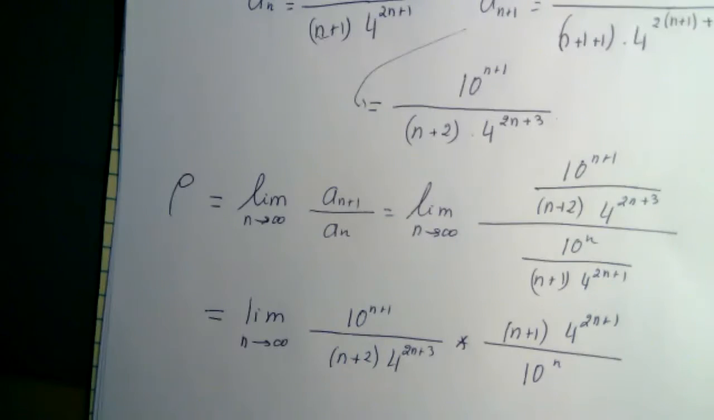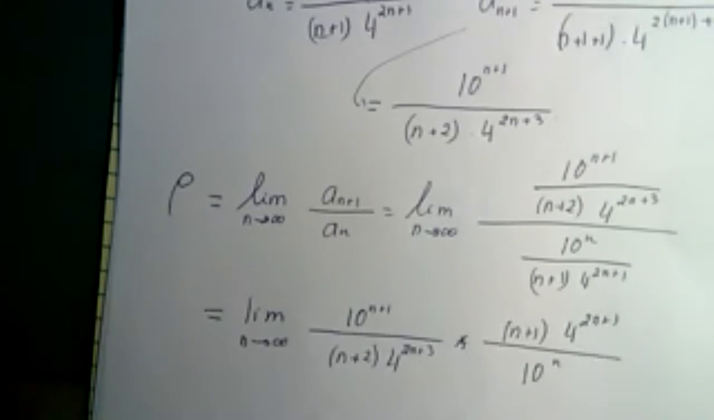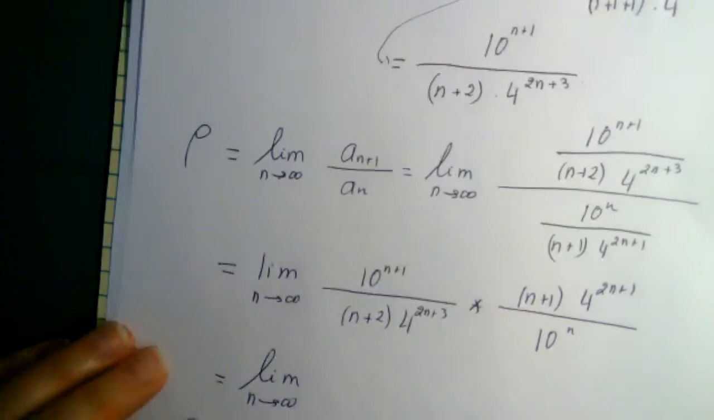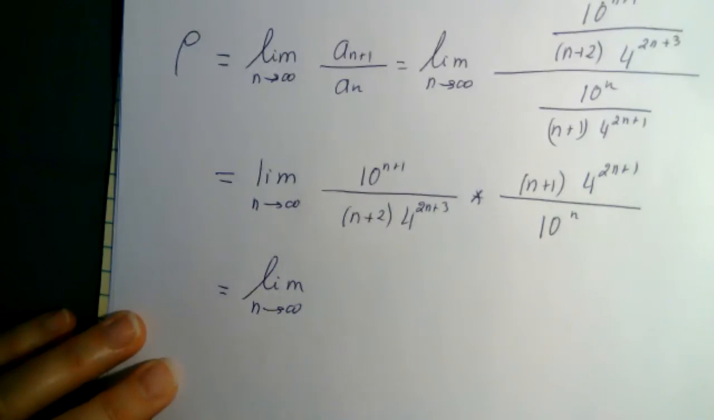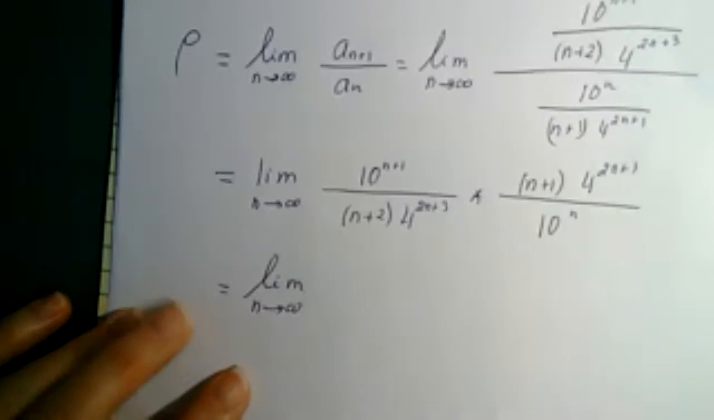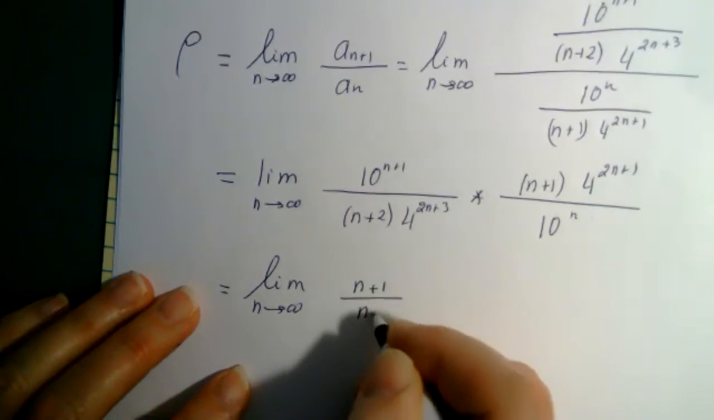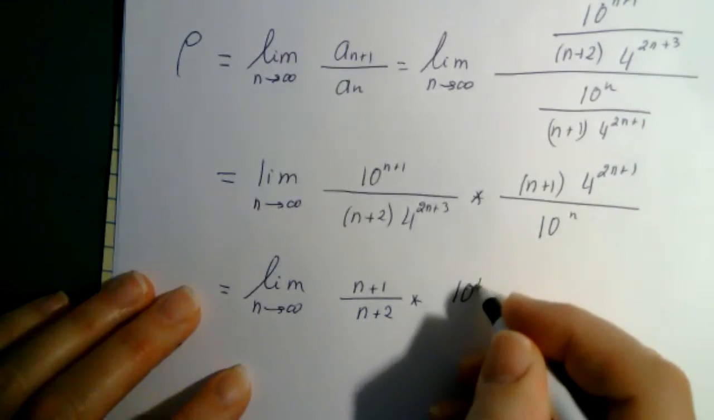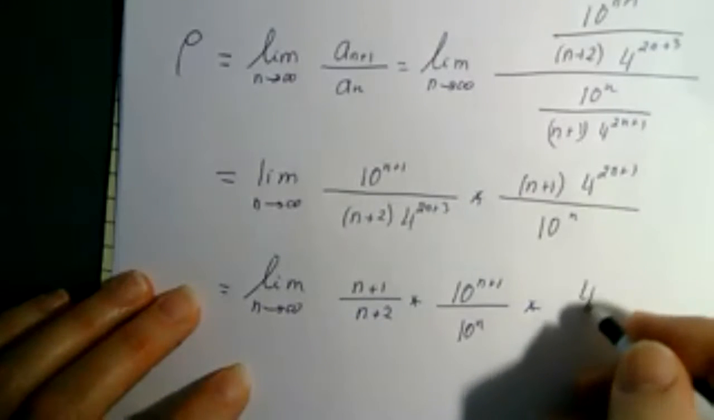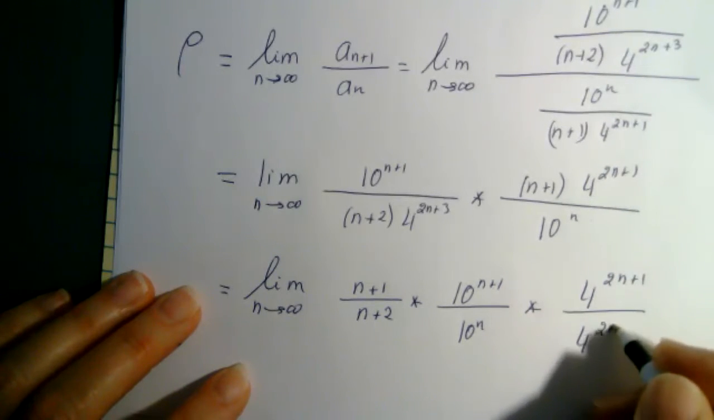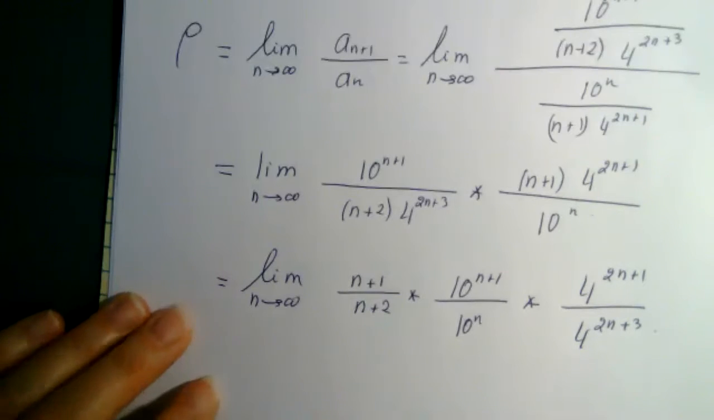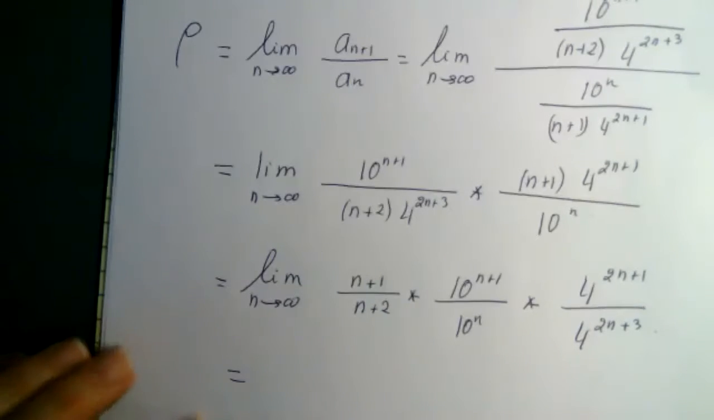One way to make it a little bit easier to simplify is to put like terms together. So this is going to give me the limit as n goes to infinity of, what do I mean by like terms together? It's 10 to the n plus 1 over 10 to the n. I put them together. n plus 1 over n plus 2 together, and 4 to the 2n plus 1 over 4 to the 2n plus 3. Let me put it like this, just because that will be easier for us to compute. Okay, now you guys start helping me out to see what we're gonna do. So this is the following limit.